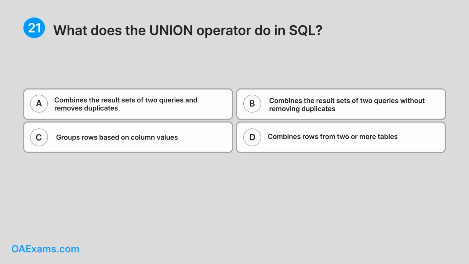21. What does the union operator do in SQL? A. Combines the result sets of two queries and removes duplicates. B. Combines the result sets of two queries without removing duplicates. C. Groups rows based on column values. D. Combines rows from two or more tables. Do you know the answer?